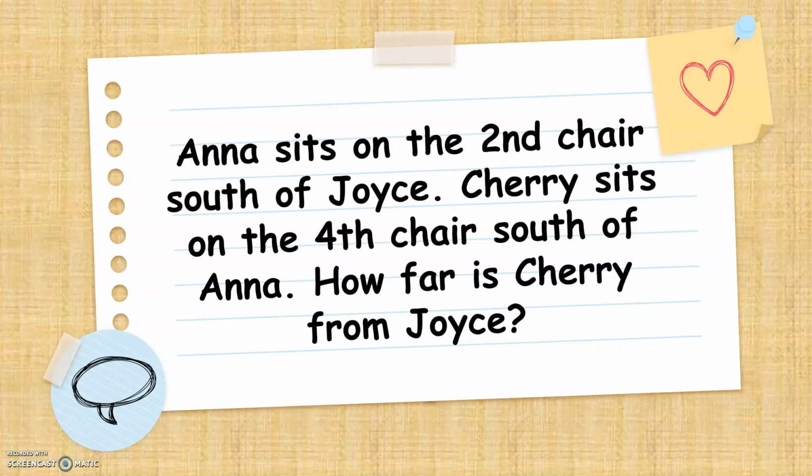Let's try another one. Anna sits on the second chair south of Joyce. Cherry sits on the fourth chair south of Anna. How far is Cherry from Joyce? Again, we will use a number line to answer this problem. So we are given here from Joyce. So our keyword is from. Therefore, our reference point will be Joyce's seat. Again, we will be looking for the distance of Cherry's seat from Joyce's seat.